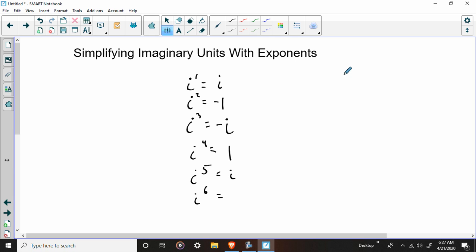So if I said, what's i to the 6th? Well, that's i to the 4th times i to the second. Well, i to the fourth was just 1. And i to the second was just -1. So 1 times -1 is -1. So if you see again, i, -1, i, -1.